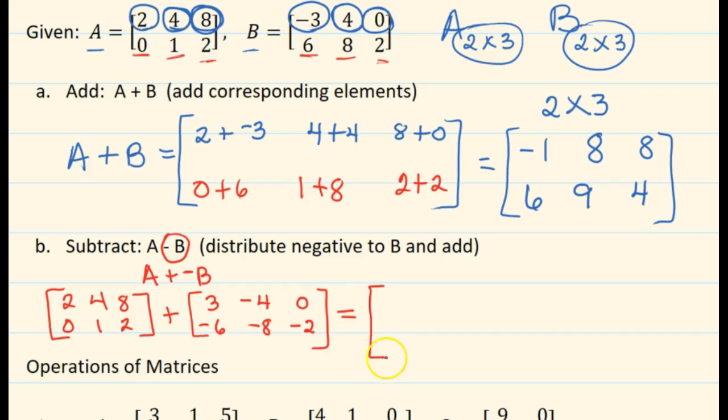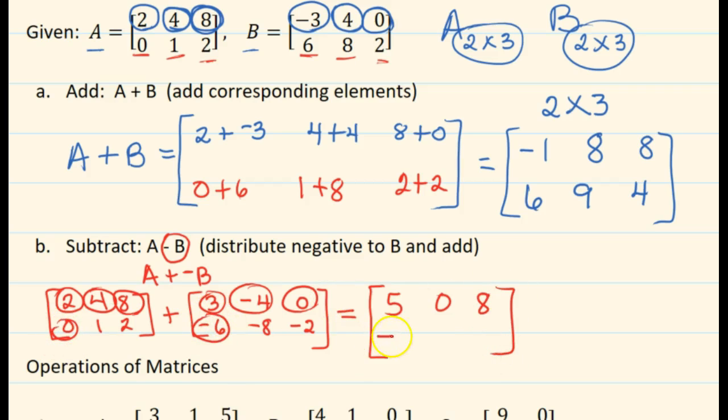Remember, we're going to add corresponding locations or corresponding elements. So I'm going to add the 2 and the 3. I'm going to add the 4 and the negative 4. I'm going to add the 8 and the 0. I'm going to add the 0 and the negative 6. I'm going to add the 1 and the negative 8. And I'm going to add the 2 and the negative 2.